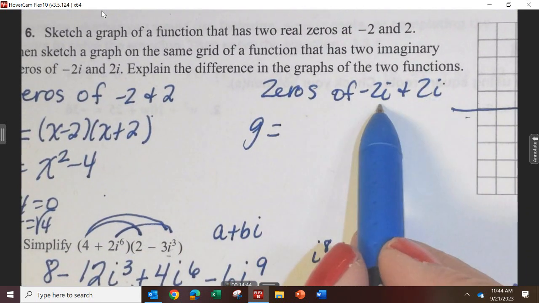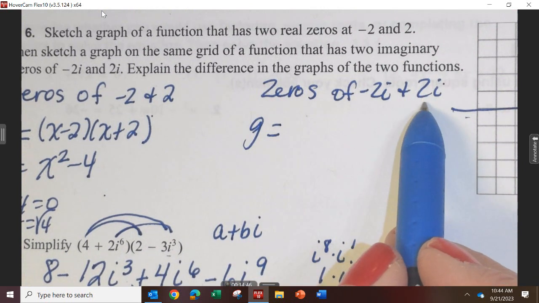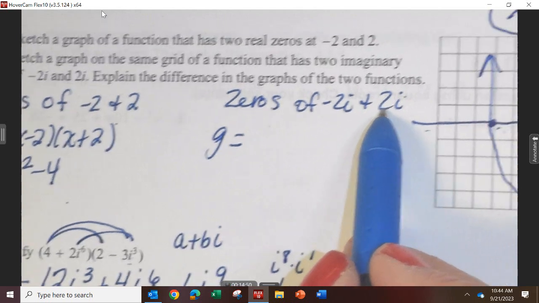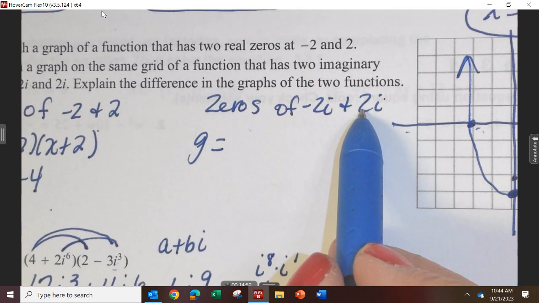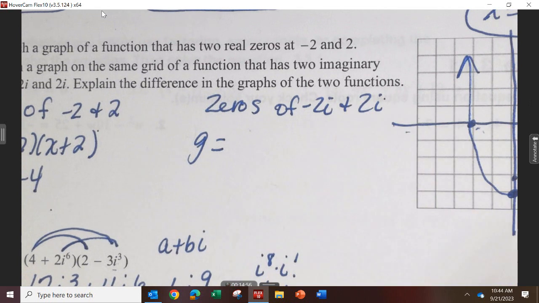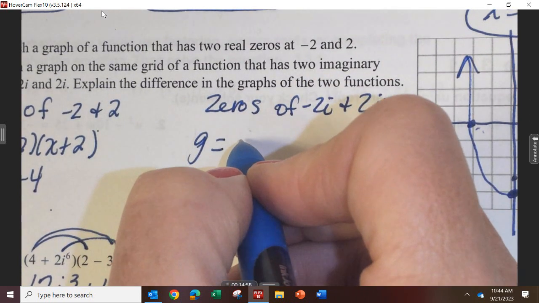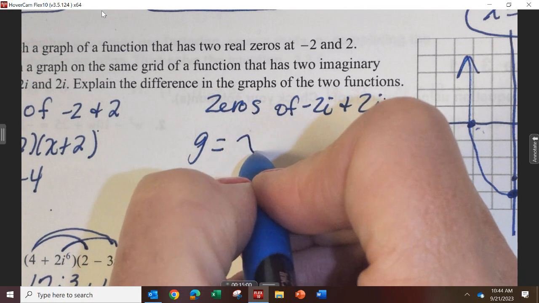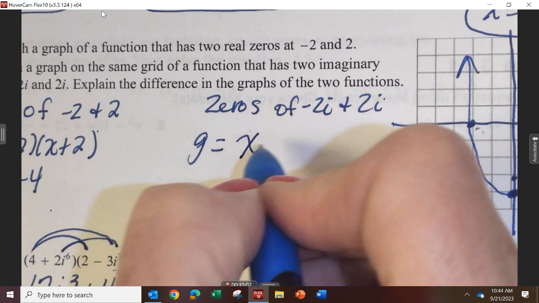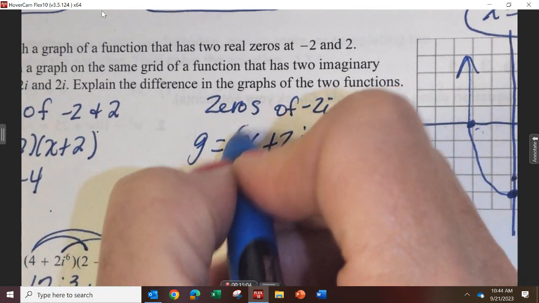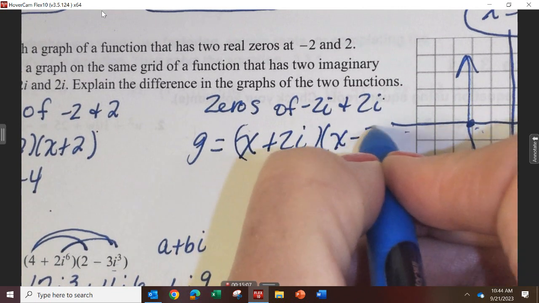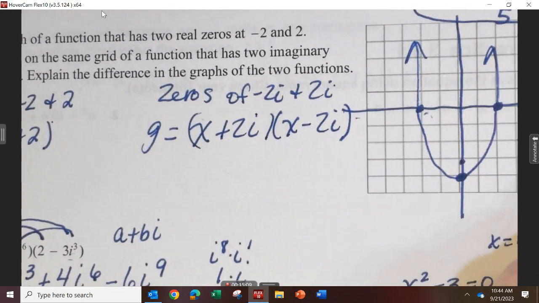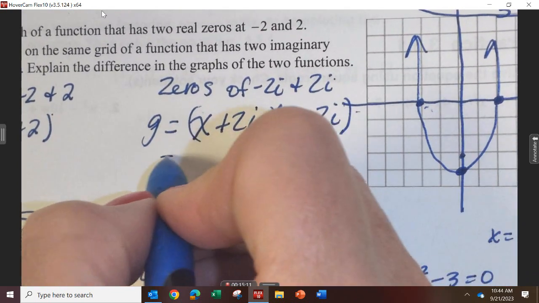Anybody think they know this one now? I think you guys can do this. What do you think, Blake? This is my guess, I guess. Is it just x plus 2i times x minus 2i? Okay, I'll go with that. Now, I don't think you'd ever see it written that way, though. So let's multiply it out.